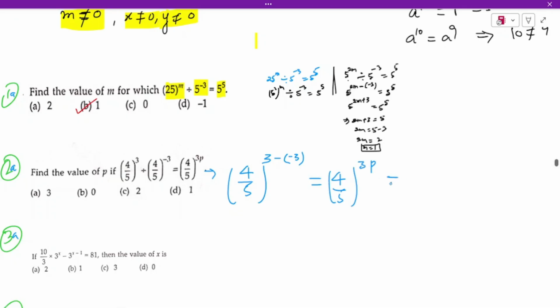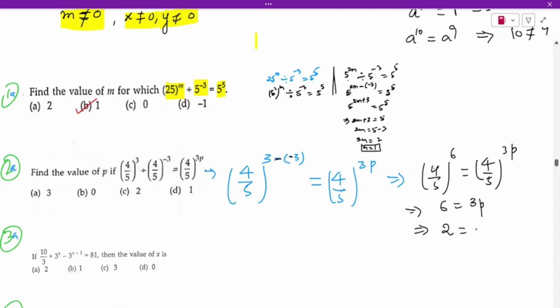Now once we simplify this, we'll find that this is minus and this is also minus, so minus minus will become plus, so 3 plus 3 is nothing but 6. So (4 by 5) to power of 6 is equal to (4 by 5) to power of 3p. Now here the base is the same, so the powers will be equal, so 6 is equal to 3p. Upon dividing both sides by 3, 6 divided by 3 gives 2, and 3 divided by 3 is 1, so 2 is equal to p. So the value of p is 2, which is option number C.